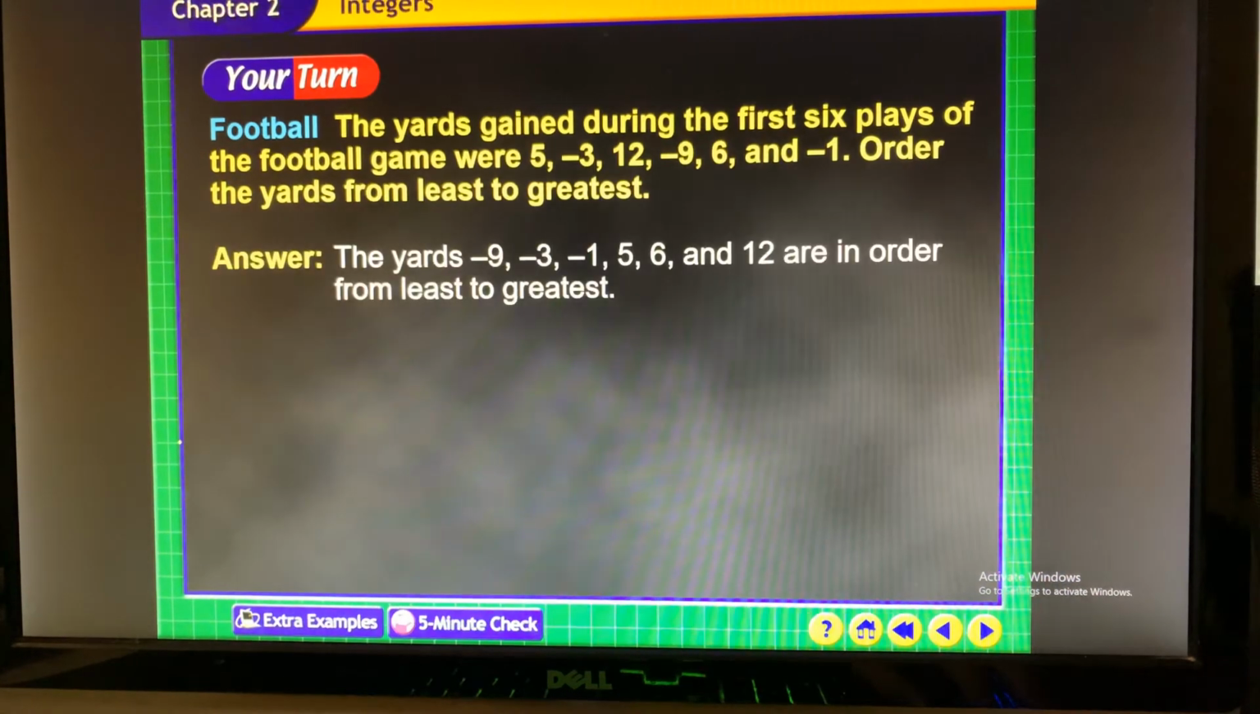Same with this, put those in order. There they are. This negative 9 is furthest left, so it's the least. 12 is further right, so it's the greatest.